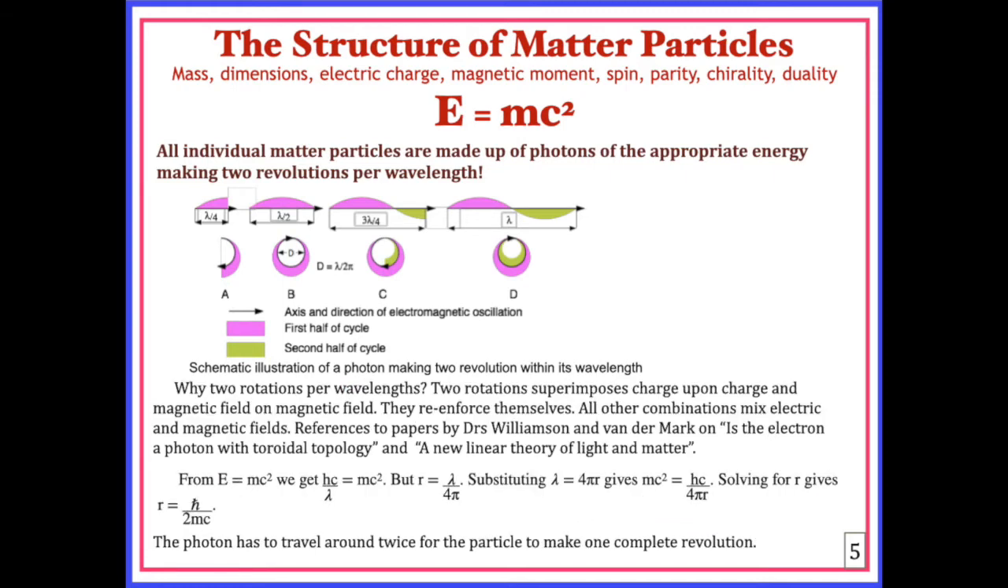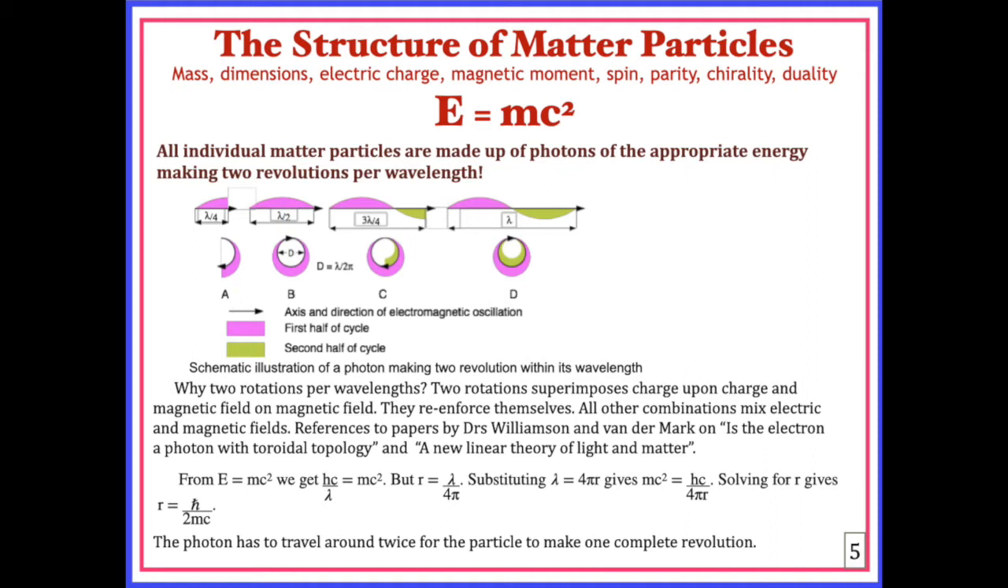And why are there 2 rotations per wavelength and not 1 or 3, or 2 wavelengths per rotation? 2 rotations per wavelength means that the electric and magnetic fields overlap and can reinforce each other. All other combinations mix fields and won't give stability. That's the physical reason. Those seeking a theoretical explanation are referred to papers by Dr. Williamson and van der Mark on Is the Electron a Photon of Toroidal Topology and A New Linear Theory of Light and Matter.